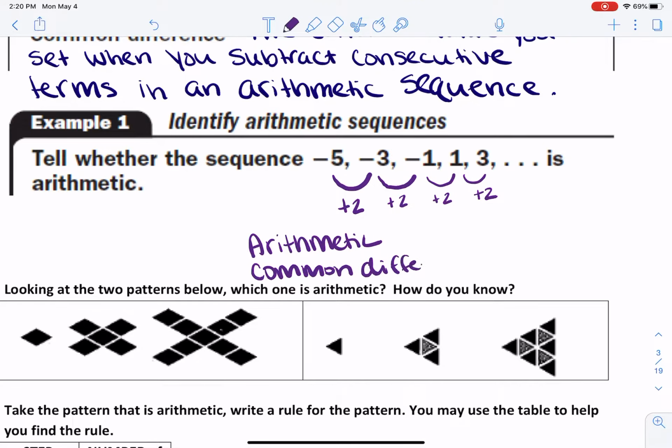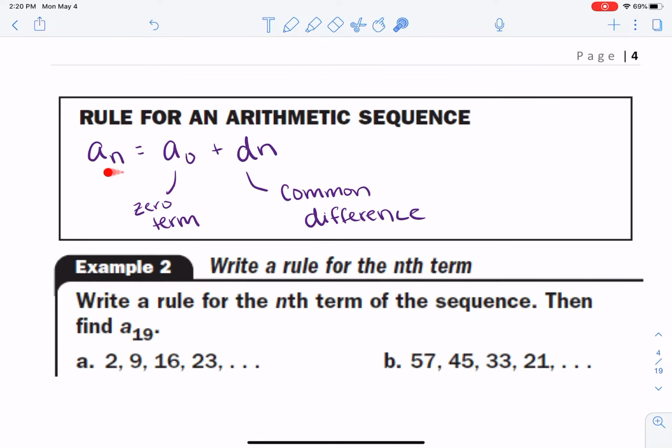All right, so let's go on to the next page. The rule for an arithmetic sequence, sorry, I keep coughing here. The rule for an arithmetic sequence, we've got a sub n, is equal to a sub 0 plus dn. The a sub 0 means our 0 term. You won't see our 0 term in the sequence. We have to find that out on our own because the sequence always starts with the first term. And then d is the common difference, what's happening each time.